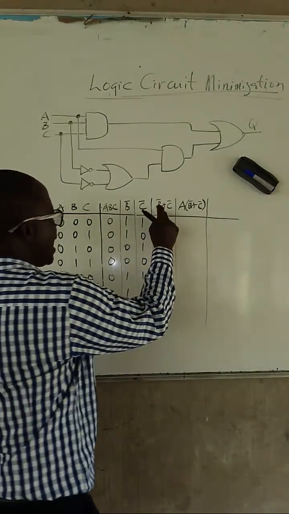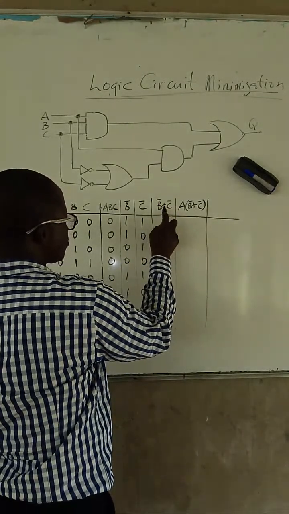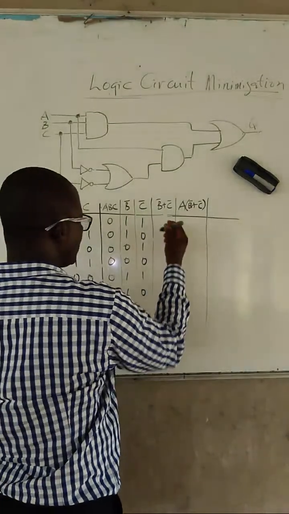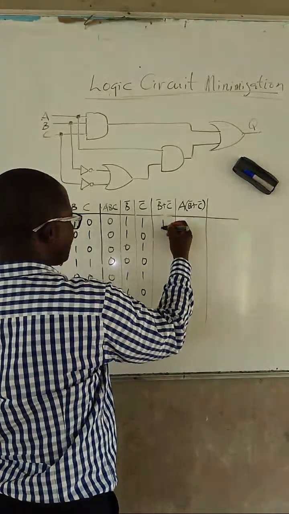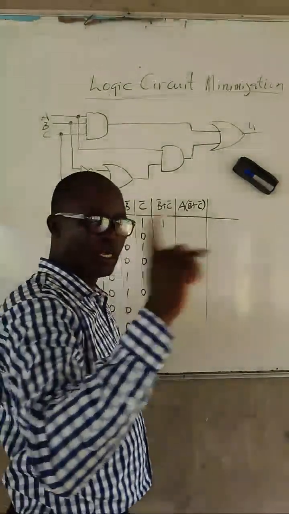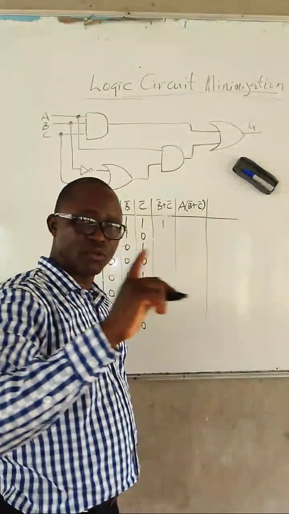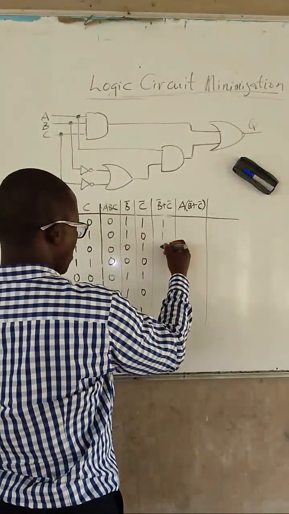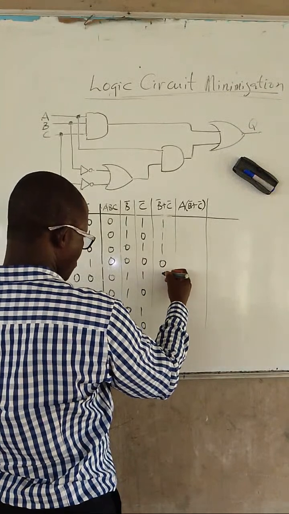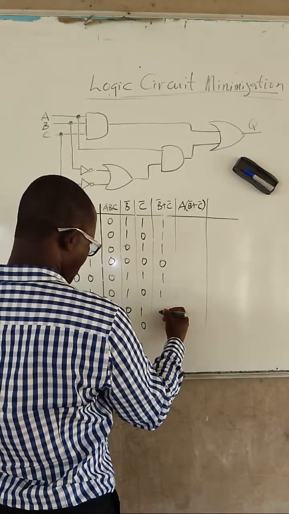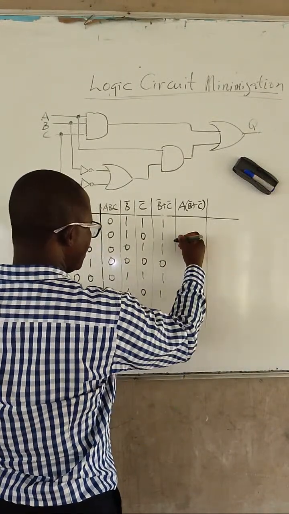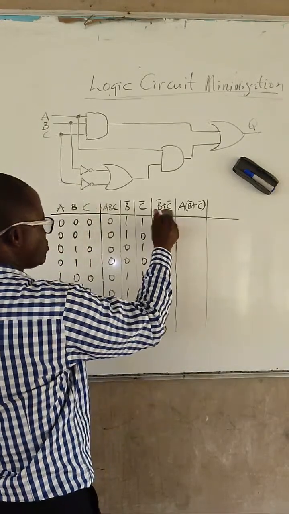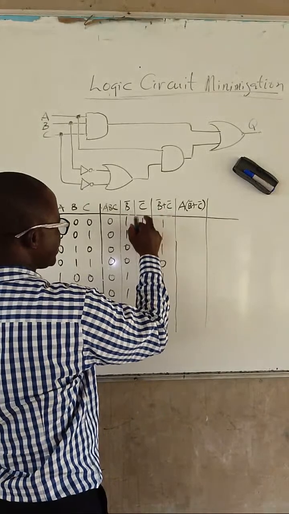Then we want to do an OR between B bar and C bar. These two, we are going to do an OR gate for them here. If at least one input is high, one input has 1, then we are going to have a 1. 1, 0, 1, 1, 1, 0. And that's what we have here for this output between B bar and C bar.